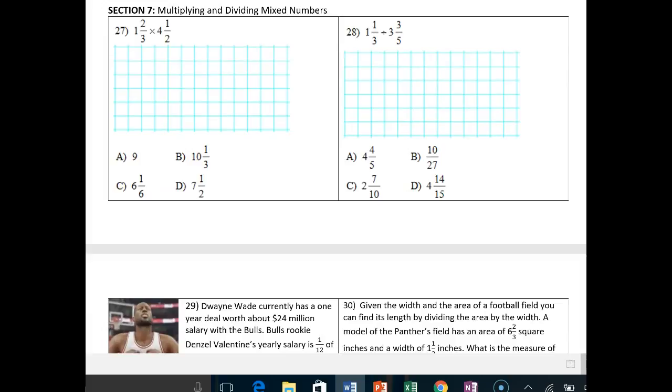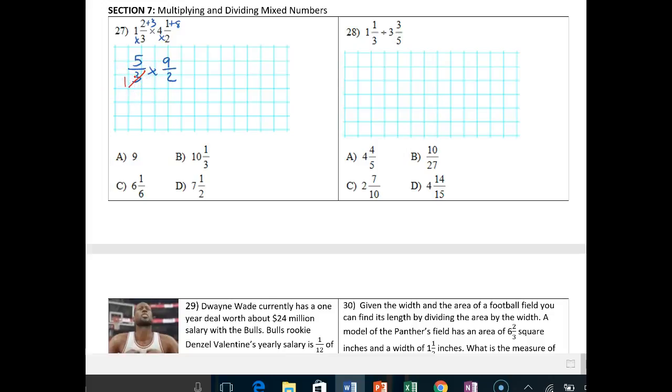A. 27, 28. Remember, you had to make sure to change these to improper fractions first, and then use your multiplication and division rule. So 1 times 3, this one became 5 over 3, times 4 times 2 is 8, 9 over 2. Now we can go ahead and look to cross cancel. I can cross cancel the 9 and 3.